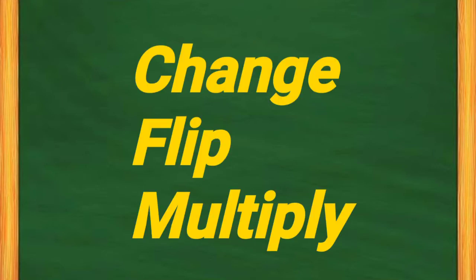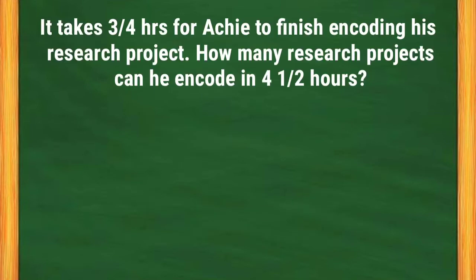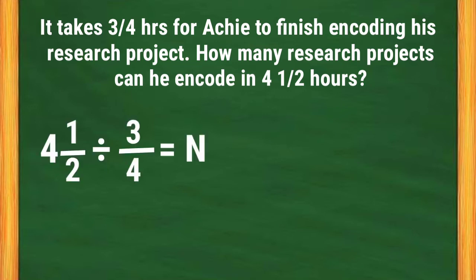Before proceeding to our examples, I want you to remember the following steps. Let's have change, flip, and multiply. These are the 3 basic steps in dividing fractions that you have to remember. So let's have problem number 1. It takes 3/4 hours for Archie to finish encoding his research project. How many research projects can he encode in 4½ hours? In order to solve the problem, we have to divide 4½ by 3/4. That is, 4½ divided by 3/4 equals n.